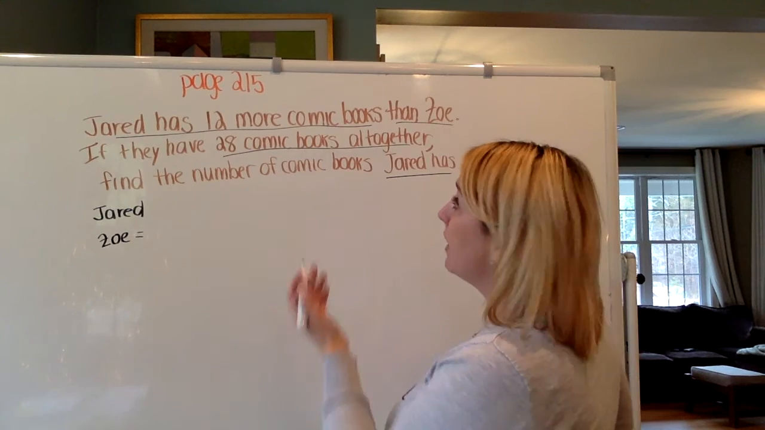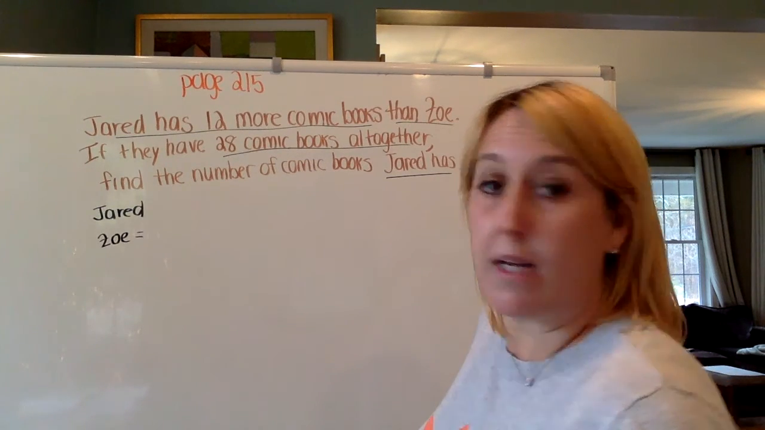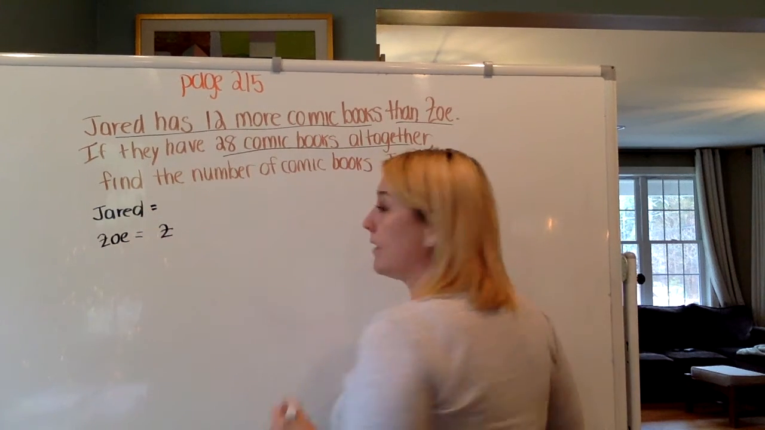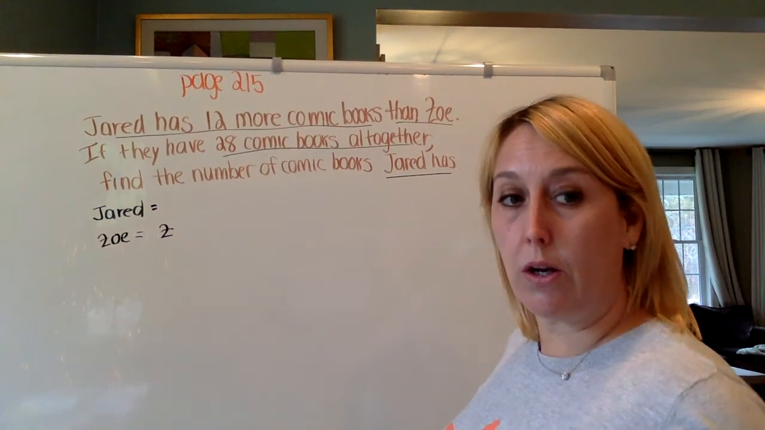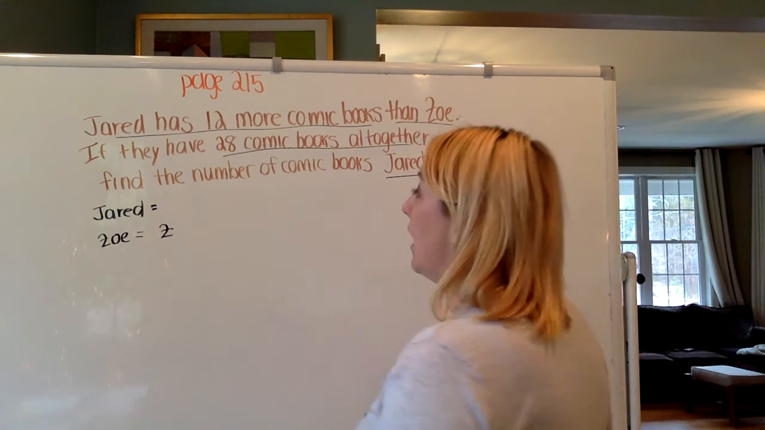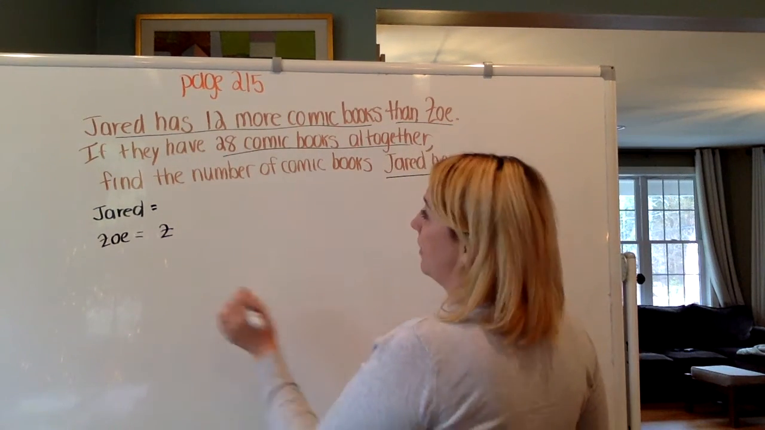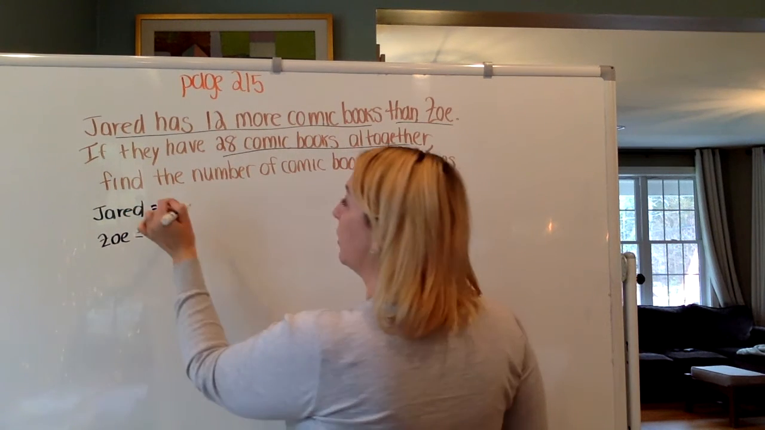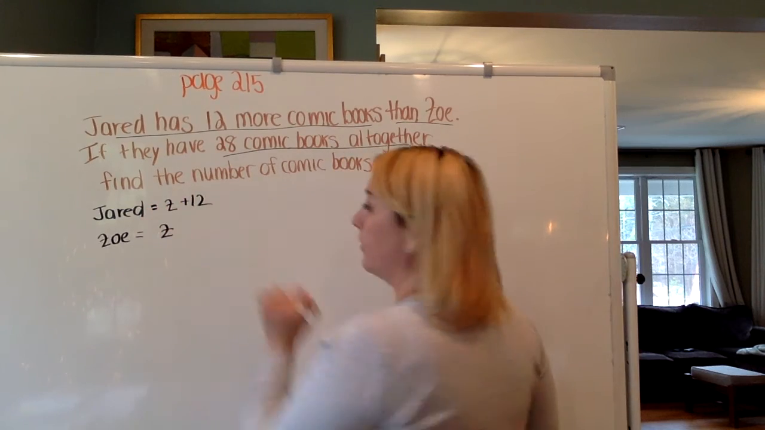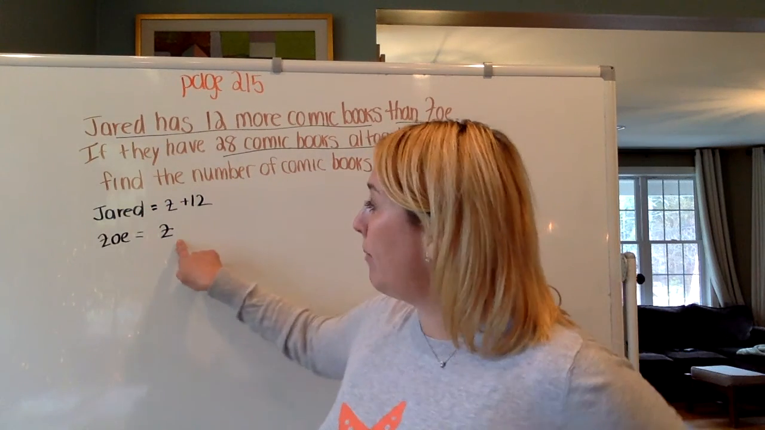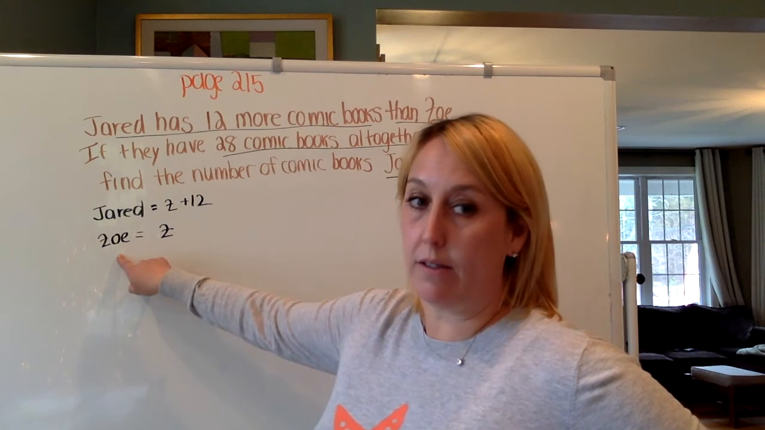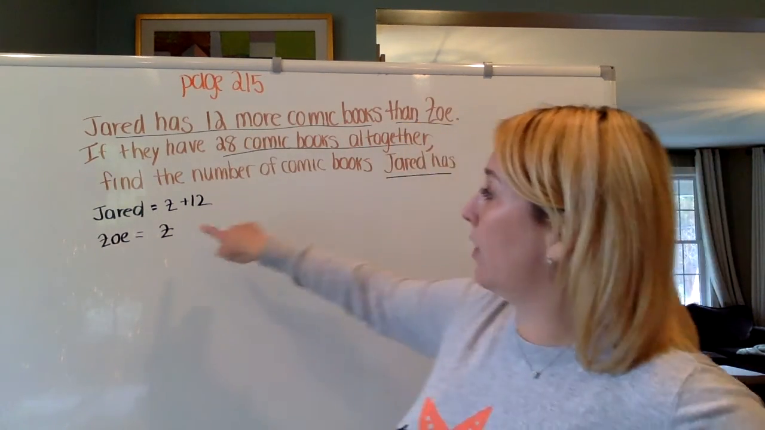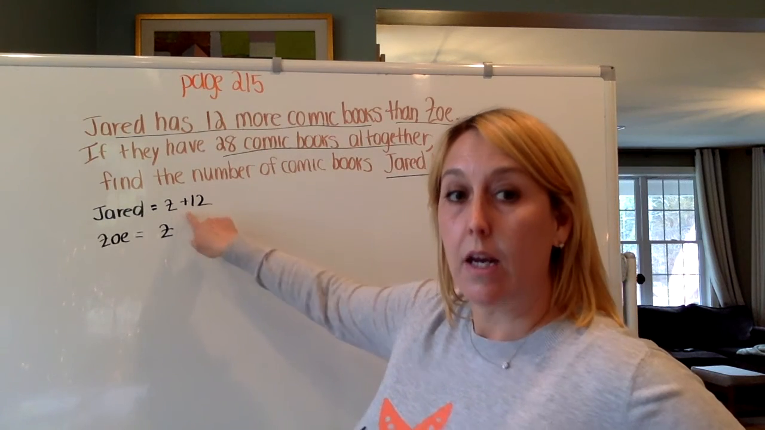They haven't given us any variables, so we can make them up. I am going to say Zoe, we're just going to say Z. Z represents Zoe. And Jared has 12 more than Zoe, so you would take Zoe, that's a Z, plus 12. Does that make sense? Z represents however many Zoe has. That's what Z is representing. And Jared has 12 more than Zoe, so we write that as Z plus 12.